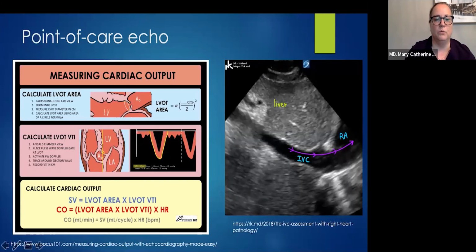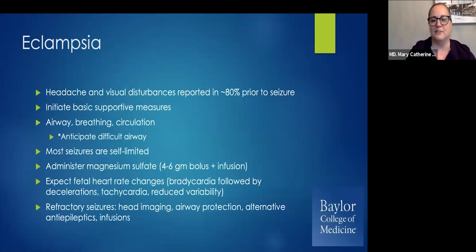And this is just a little bit more detail about, right at the bedside, we can calculate ejection fraction, which is what this is showing here. And then this is a picture of the inferior vena cava on ultrasound, with the liver here and the right atrium, that we can use to assess patients' fluid balance and potentially fluid responsiveness. And that's a whole other talk, point of care echo, which I'm happy to give, but for the sake of time, I'll just move on here.